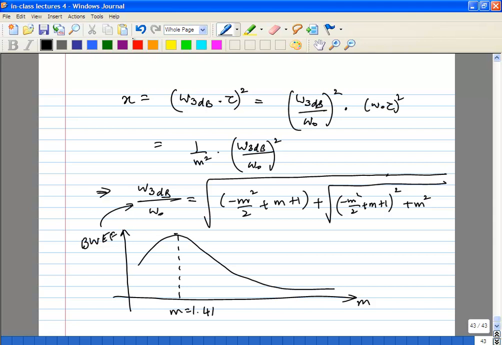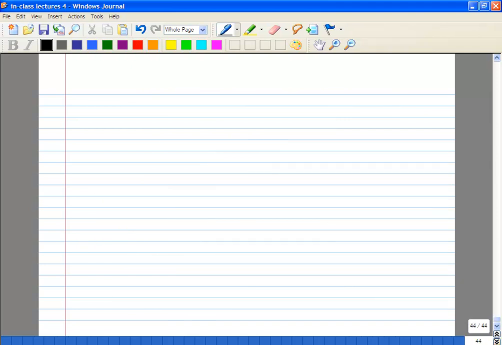Now let us say you put m equals root 2 and look at the gain response. First of all, before we do that, for m equals root 2, you need to find out what omega 3 dB or omega naught is. This happens to be 1.85. So in other words, your bandwidth extension factor is now 1.85.